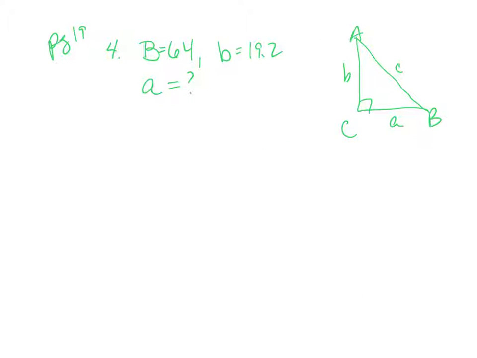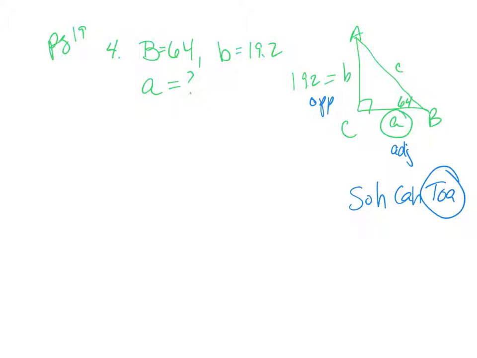So I have that big B is 64. I'm going to put that there. And little b is 19.2. And they want me to find little a. So when I look at this, a is the adjacent to B. And b is the opposite of B. So when I look at SOH, CAH, and TOA, which one has adjacent and opposite? The tangent. Got it? So now I set it up.